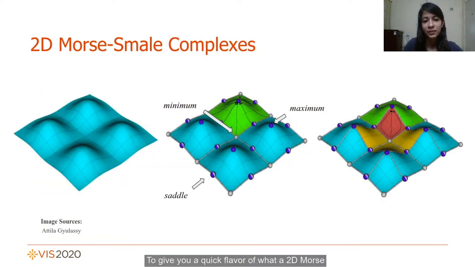To give you a quick flavor of what a 2D Morse mail complex is, let us consider a sample scalar function which consists of a number of peaks and valleys. The critical points, namely the maxima, minima, and saddles, correspond to the points where the gradient of the function becomes zero. The Morse mail complex is the partition of this underlying function domain into regions of uniform gradient flow behavior as described by the integral lines shown.